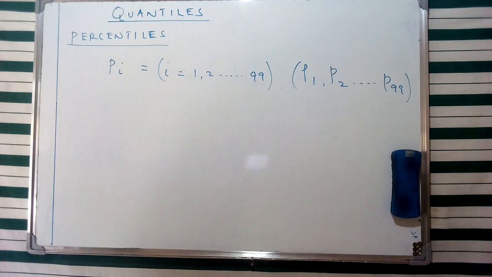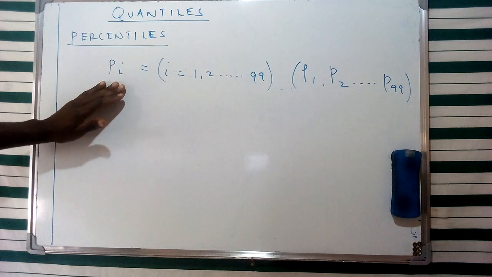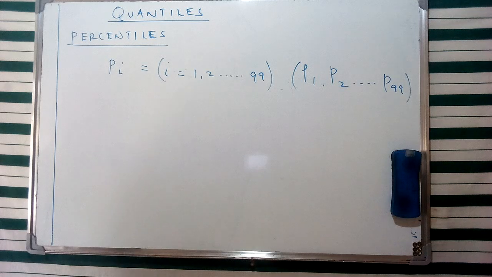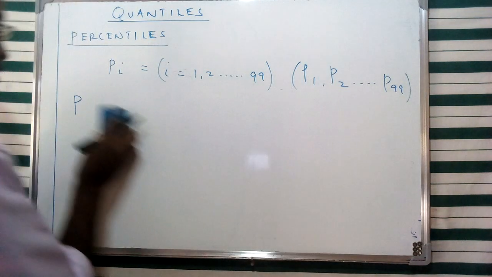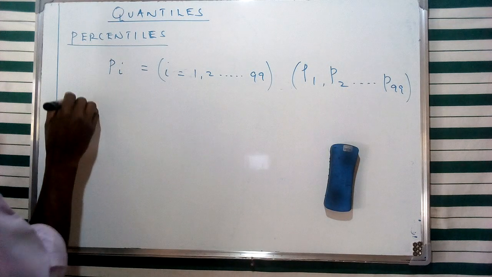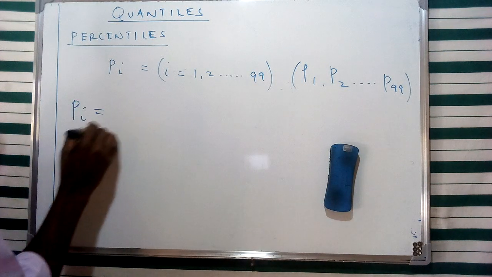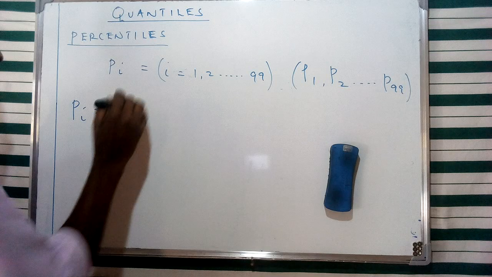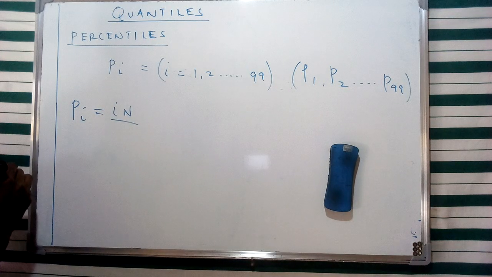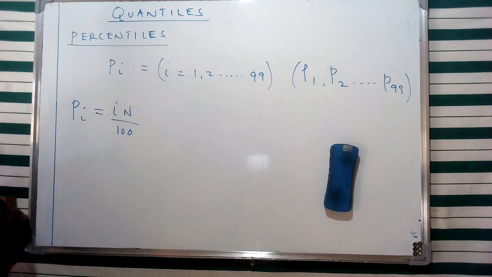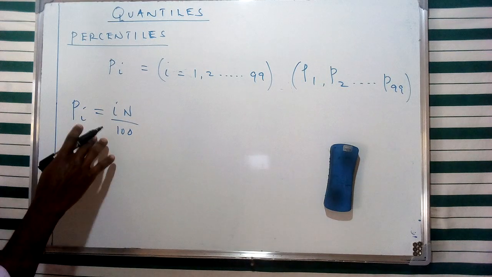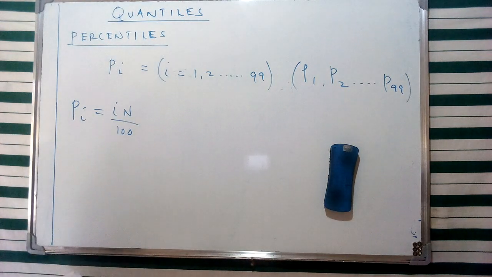For finding a specific Pith percentile, we are going to consider a relationship analogous to the deciles, which is given as Pi equals the product of the ith percentile and the number of observations divided by 100, that is, Pi = i times n over 100. So this is the general formula for finding the Pith percentile.